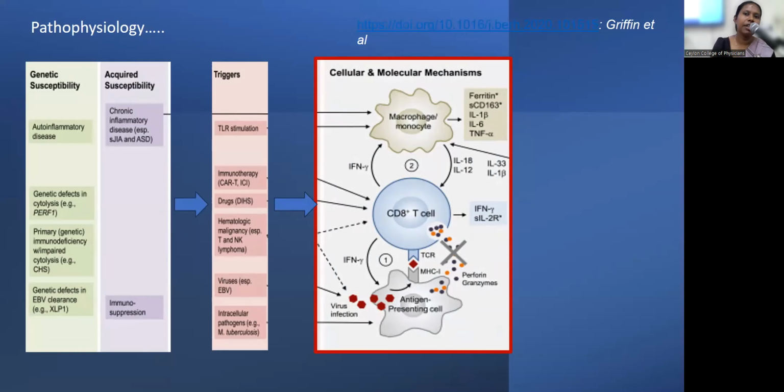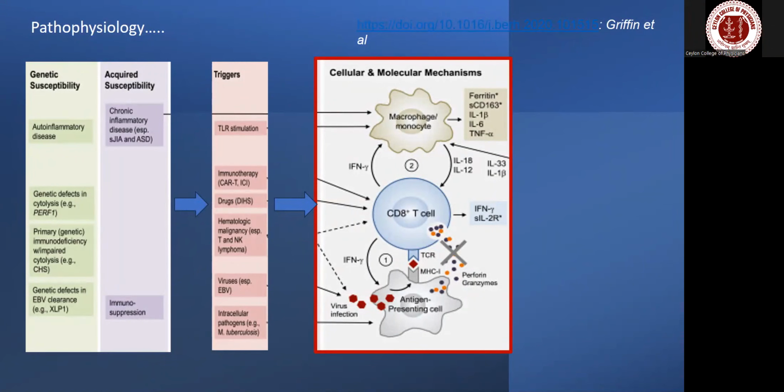These aberrantly activated macrophages secrete various amounts of cytokines and several molecules. Macrophages are considered a very rich source of ferritin, so you will have hyperferritinemia. On top of that, they will produce various cytokines like interleukin-1 beta, interleukin-6, and tumor necrosis factor alpha.